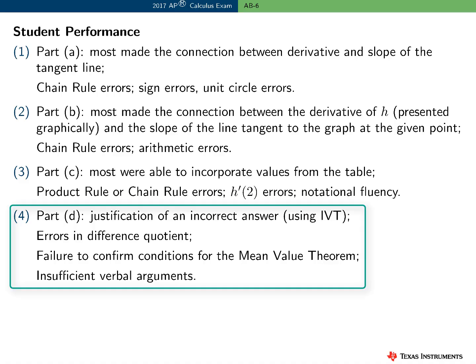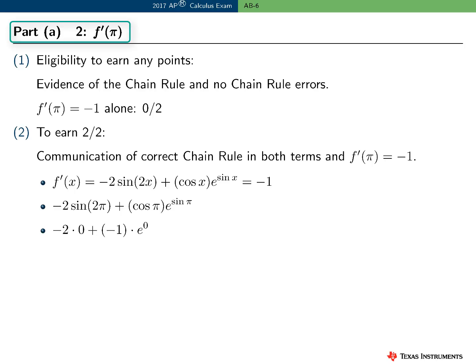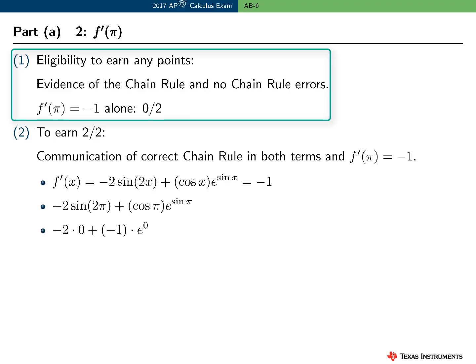And there were also some insufficient verbal arguments. Let's take a closer look at each part of the scoring guidelines. Part A again was worth 2 points, 2 points for finding f prime of pi. There was an eligibility criteria in order to earn any points in Part A.